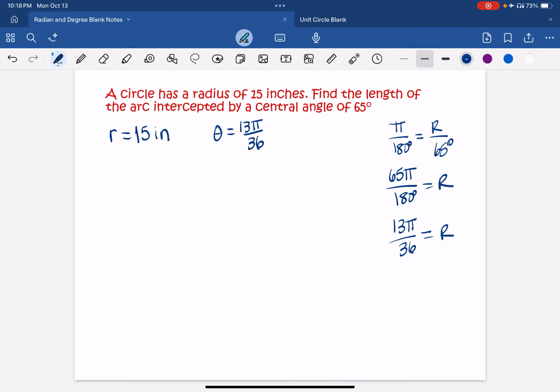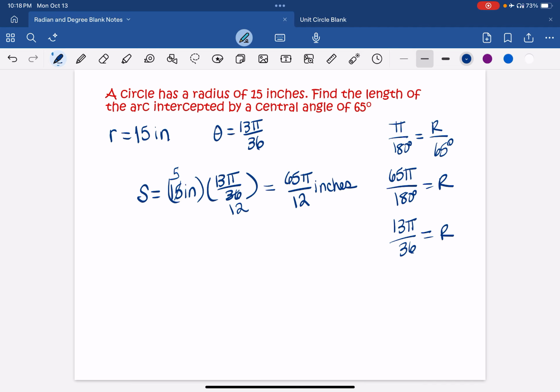Okay. And now we're going to find our arc length. So S equals our radius times our angle, 13 pi over 36. The only reducing I can see here is that 3 goes into 15 5 times, and 3 goes into 36 12 times. And so we end up with 5 times 13, which is 65 pi over 12 inches.